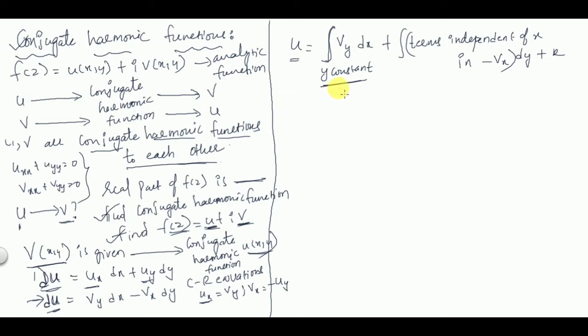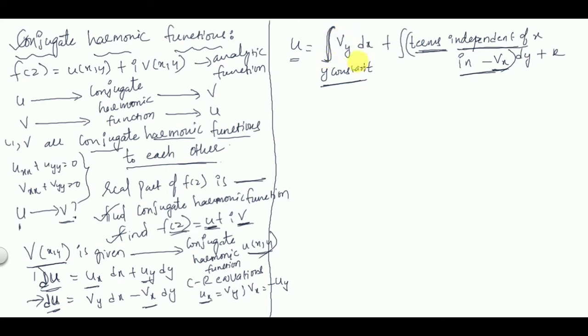All the y terms, you have to treat them as constants. And here you have to take the terms which are independent of x. Independent of x means the terms not containing x. You have to take only those terms in vx. Already vx is obtained for you. So in vx, only the terms which are independent of x you have to include in this second integral.